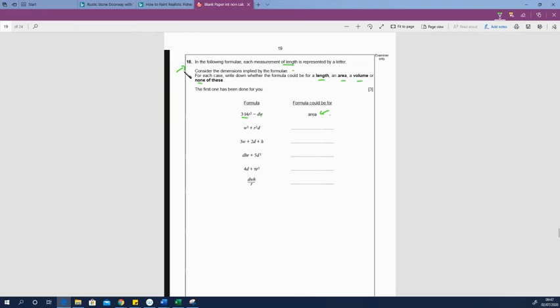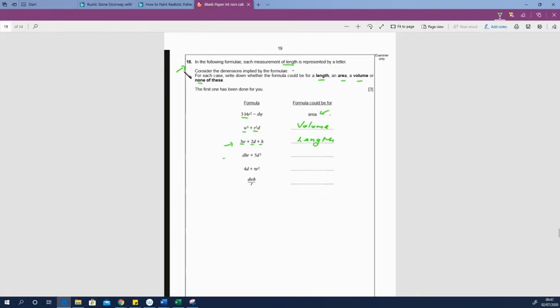Let's look at the second term. The first term is cubed, so that's volume. The second term is also cubed, so it's one volume minus another volume, so the answer is volume. Third question, you've got three terms. Each one is one letter, 3w plus 2d plus h. So they're all lengths, so the answer is length.